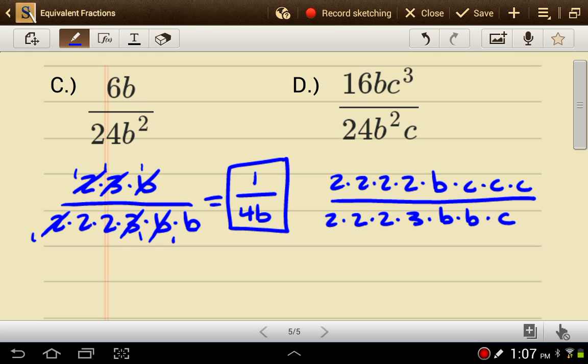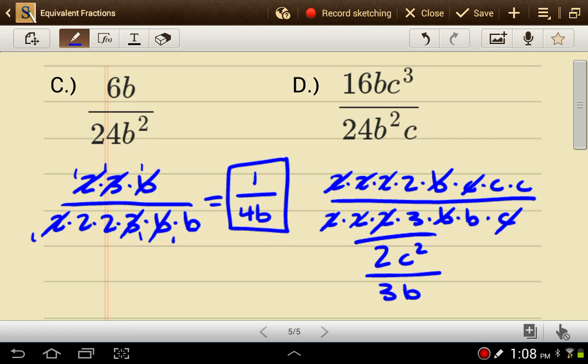Okay, now I'm going to divide. 2 divided by 2, 2 divided by 2, 2 divided by 2. I'm left with the 2 over 3. b divided by b, c divided by c. Okay, what do I have left on top? I have 2c squared on top. 2c, I have 2 c's left, so that's squared. And on the bottom, I got 3b left. 3b, and that's my final answer. 2c squared divided by 3b.